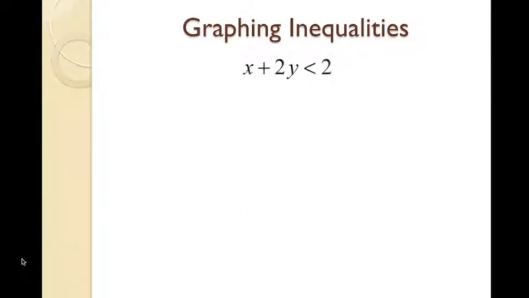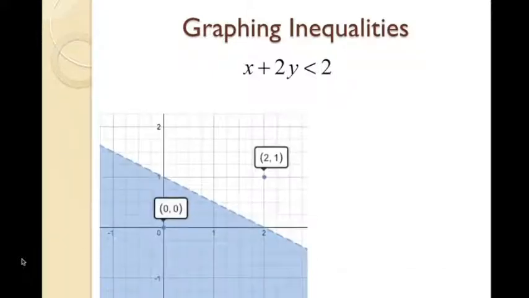Graph the inequality x plus 2y less than 2 and locate the boundary of this half plane. Graph the line x plus 2y equals 2 with a dashed line because the points on the line do not satisfy the inequality. To determine which half plane is the correct half plane, test 2 points, one above the line and one below the line, to determine which one satisfies the given inequality x plus 2y less than 2.